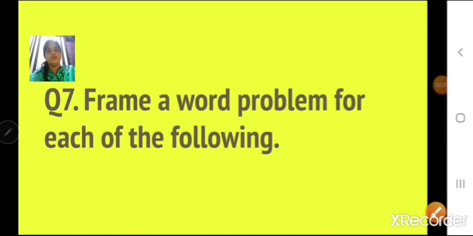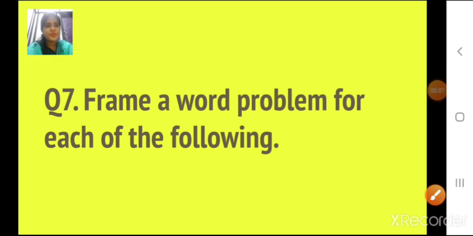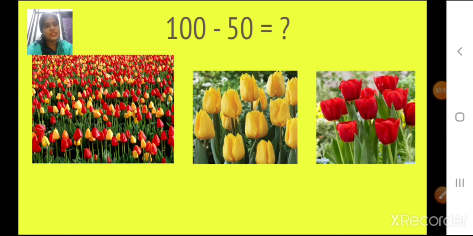After this, we are going to write question number 7. Frame a word problem for each of the following. Now children, the word problems will not be given to us. Only numbers will be given to us. Like we did in addition, the same way. But here we have to frame a subtraction word problem. Then we have to solve it also. Children, in this way you will get your questions. You will get your numbers and you have to frame the question.